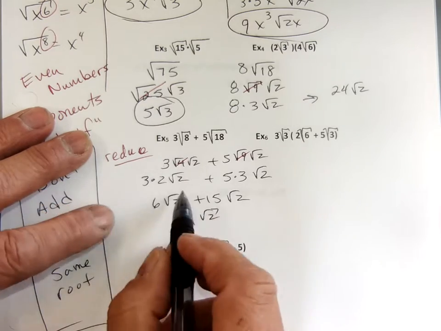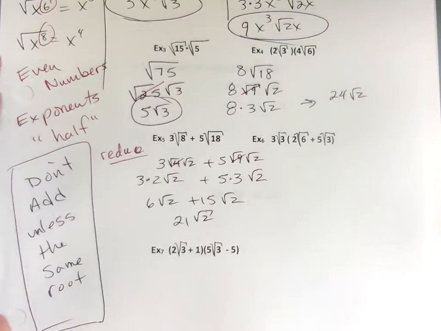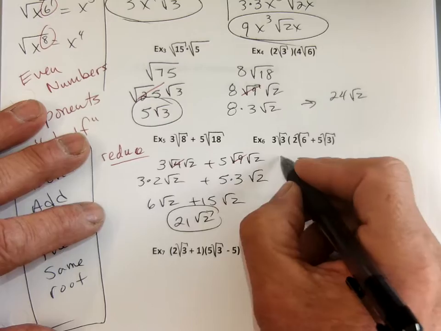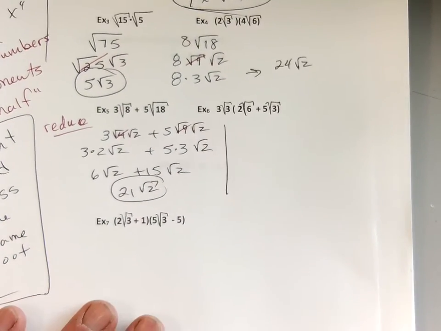If you have 6 square root of 2 plus 15 square root of 2, how many square root of 2 do you have? You're going to have 21 square root of 2. Okay? Hopefully this is coming back to you. We learned this last year.